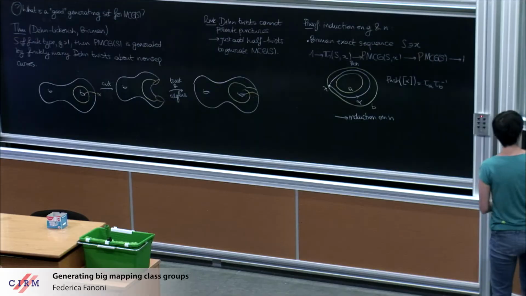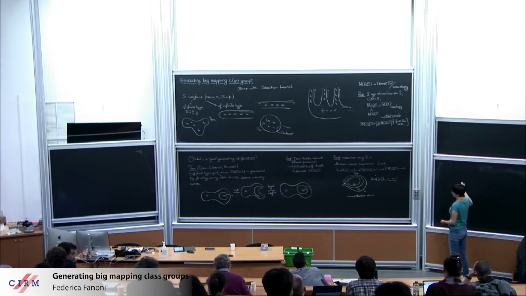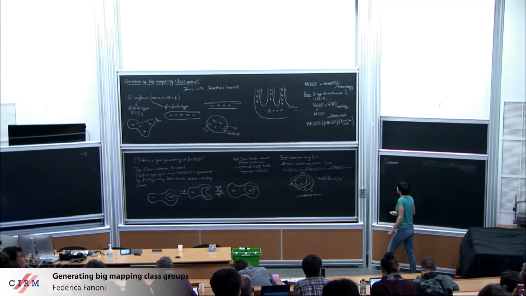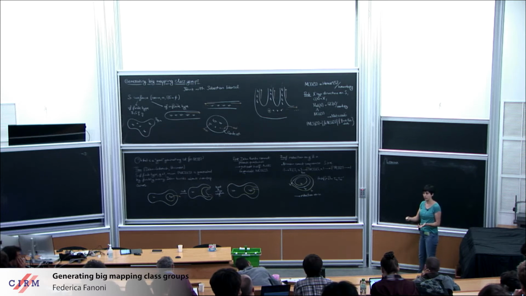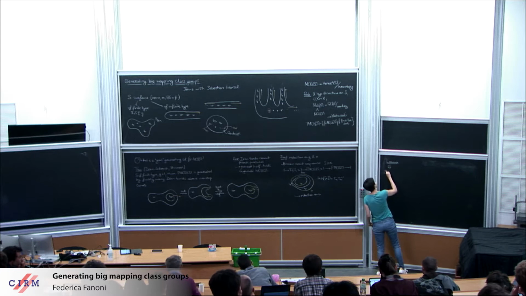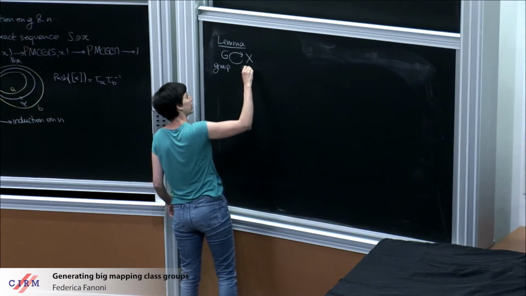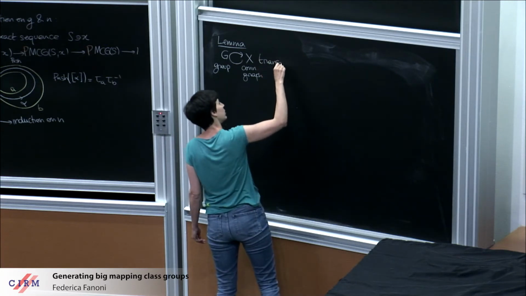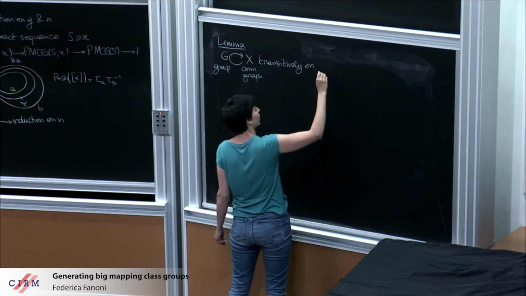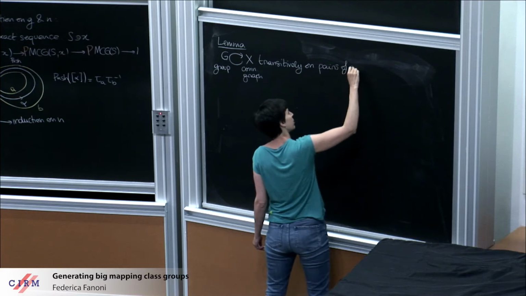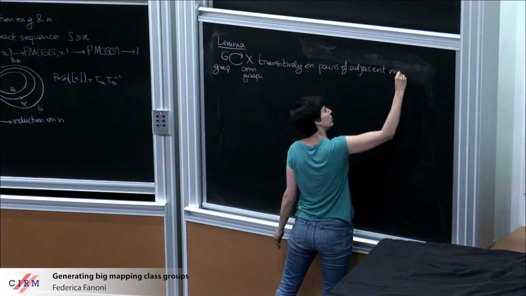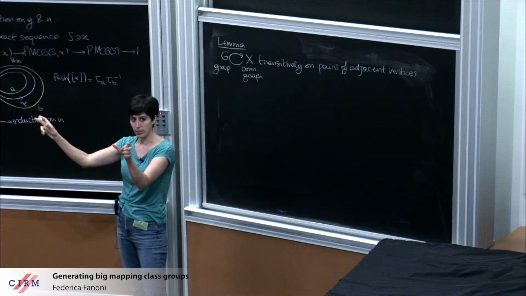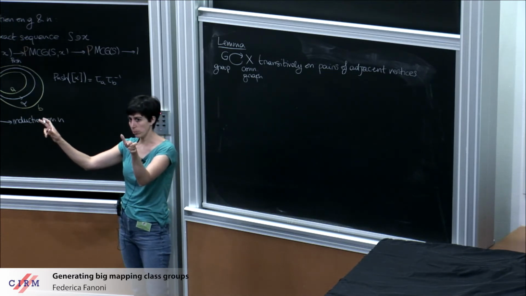And then I need to do induction on the genus. So how do I do that? I use a nice lemma that tells me how I can generate a group if I know how it acts on a combinatorial object. So I have a group G which acts on a connected graph. And I assume that my group acts transitively on pairs of adjacent vertices. Anytime I have vertices v1, v2 that are connected by an edge, and w1, w2 that are connected by an edge, I assume that there's an element that sends v1 to w1 and v2 to w2.